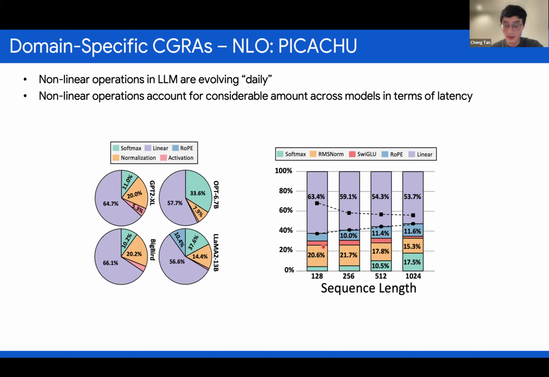And also here, I believe this is Llama 2, and with specific sequence lengths, the nonlinear operation ratio increases. But this distribution would change depending on your model, the model size, the model architecture, and the sequence length.